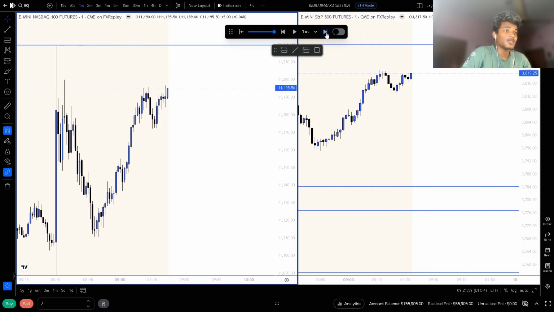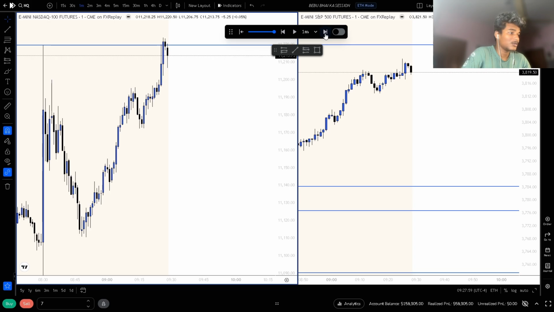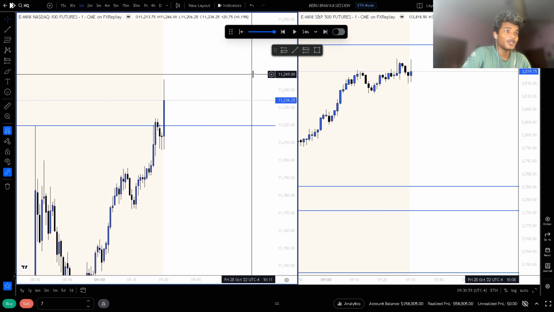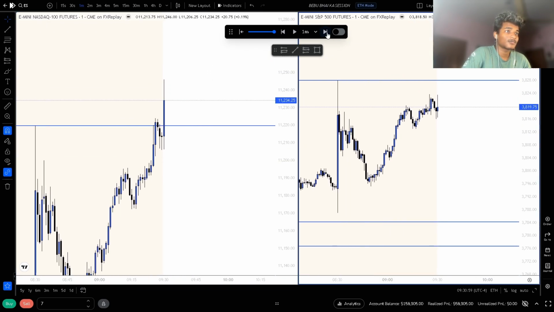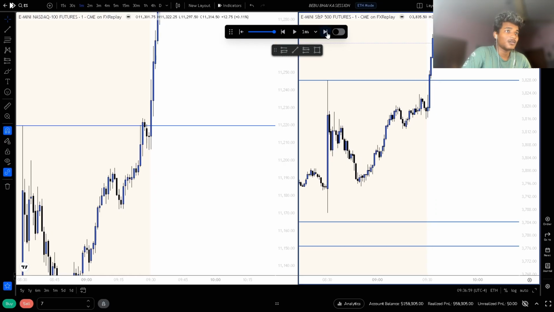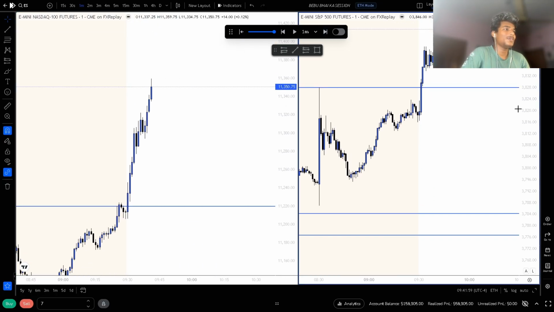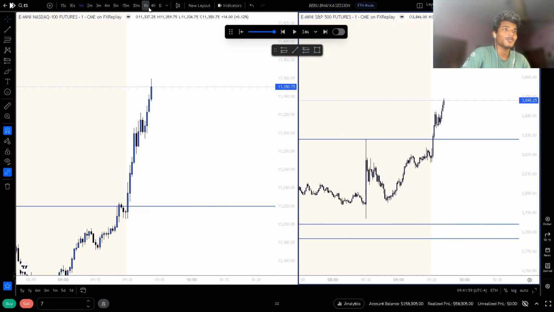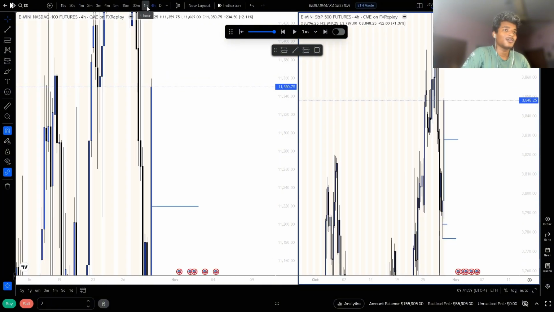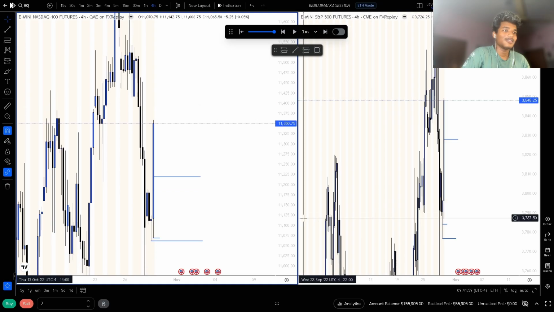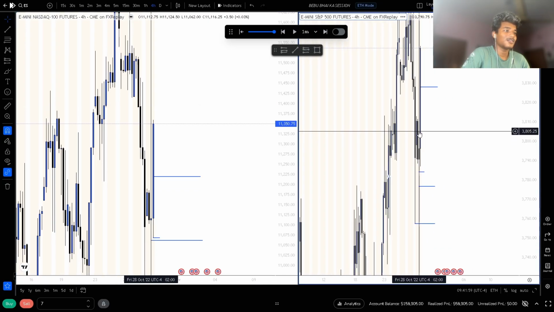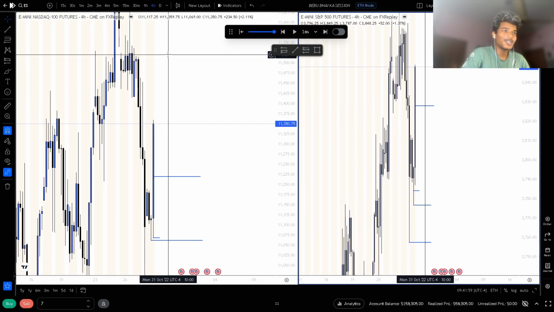So market open is here. Okay. No. Market open is here. Market reswept this high. No SMT. I mean, what is this, bro? I want to inverse this gap. I mean, what?